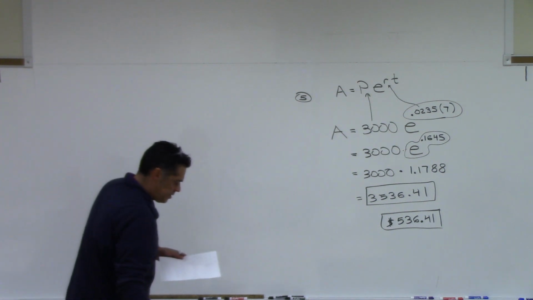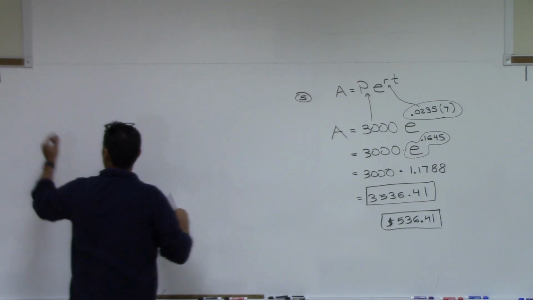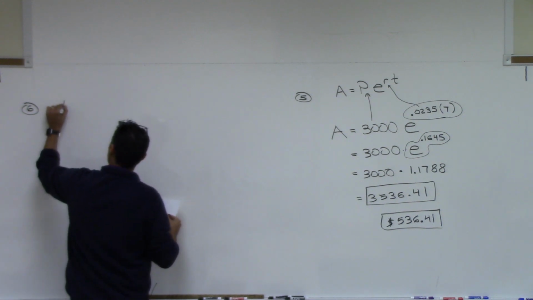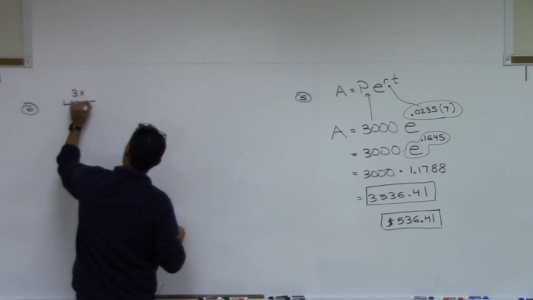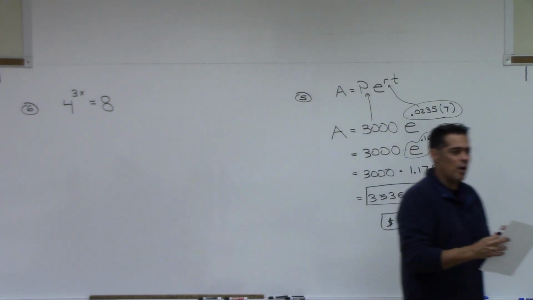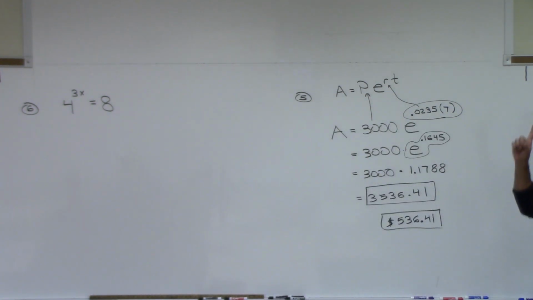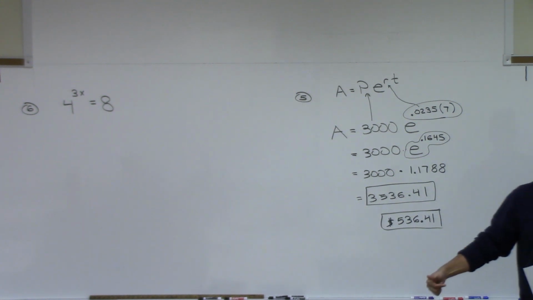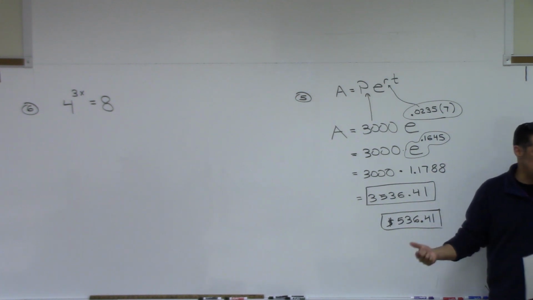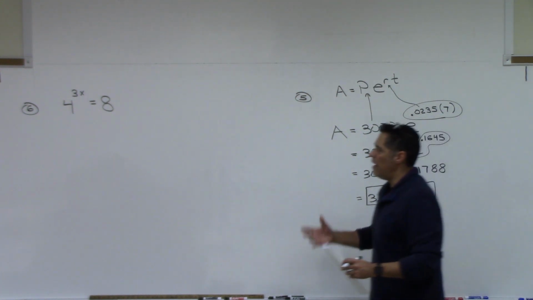Solve, number 6. We're cranking, aren't we? Number 6. We want to solve 4 to the 3x equals 8. I'm asking you to solve for x. Where's x? Up in the exponent. How do we get x's down from the exponent? You've got to bring it out front, but you can't unless you have a natural log in front of it.